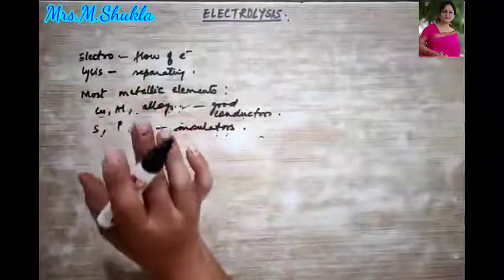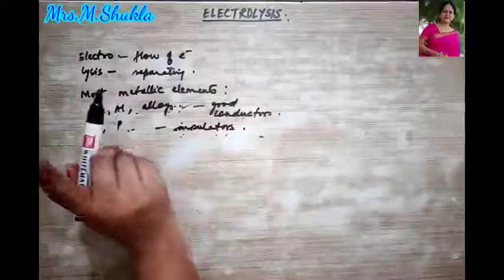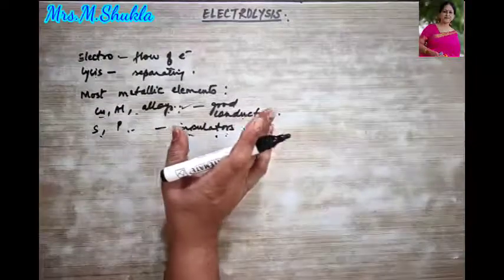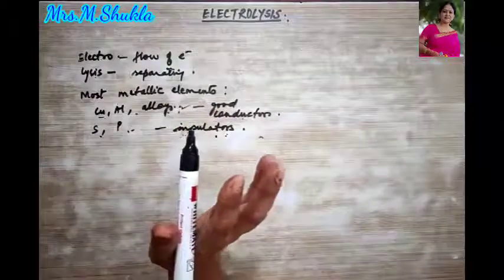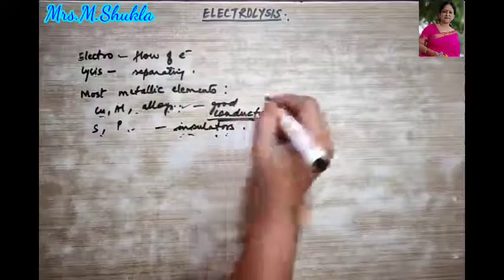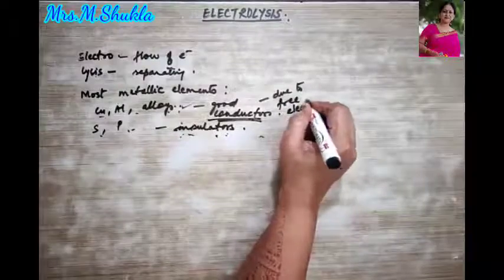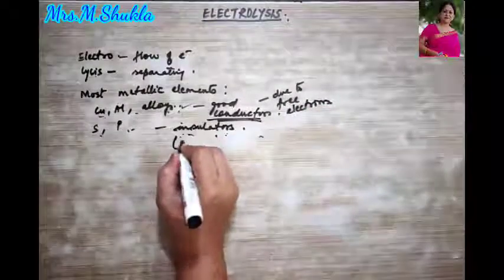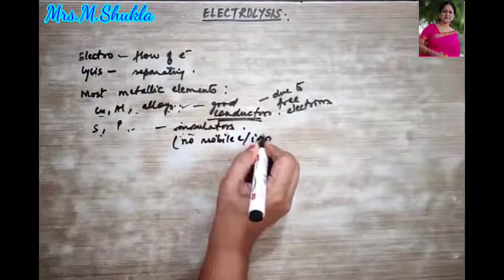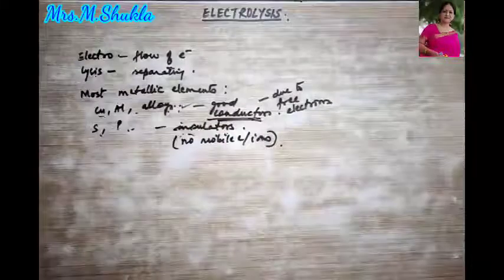Now, the conduction of current by a conductor is always due to what? Flow of electrons, right? Whereas we know that insulators do not have mobile electrons, so they do not allow electricity to pass through. But these good conductors conduct electricity due to what? Due to free electrons. But over here there are no mobile electrons or ions present, therefore they do not allow electricity to pass through. I hope this is very clear.